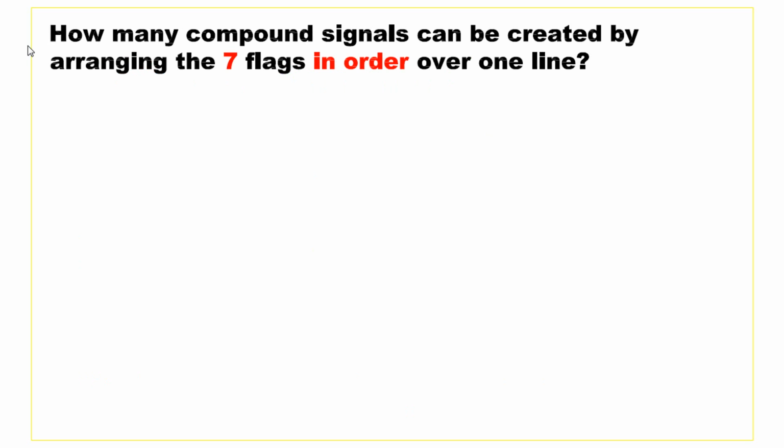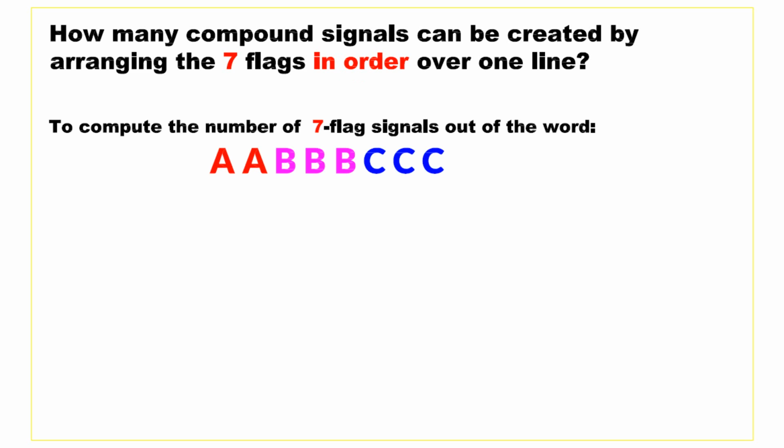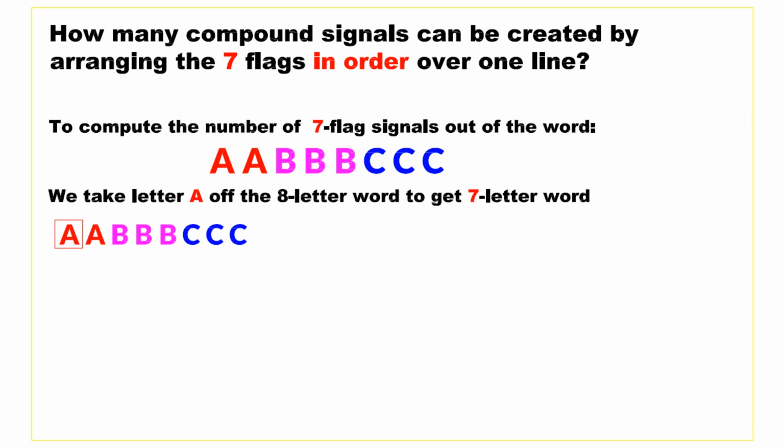The second question is how many compound signals can be created by arranging 7 flags in order over one line. So we have this word here, and the total number of letters in it is 8, and we want to create a 7-letter word out of it. So how can we do that? We can either take A off and end up with a 7-letter word, or we can take B off, or we can take C off. So let's do that.